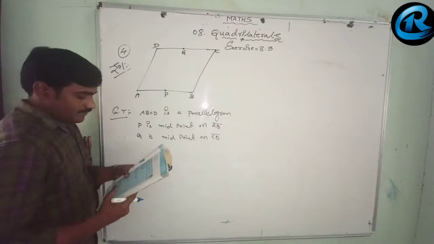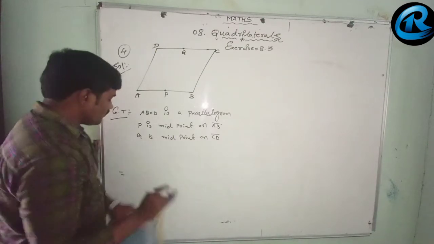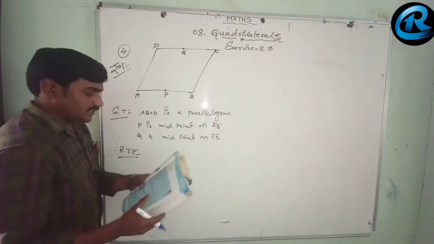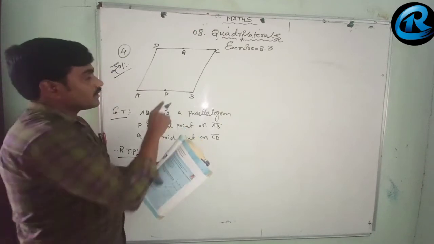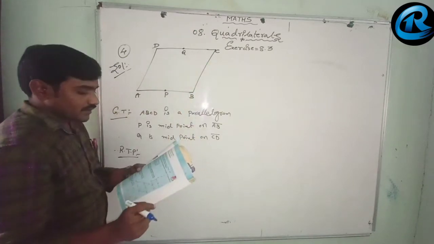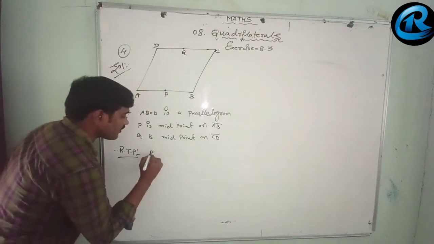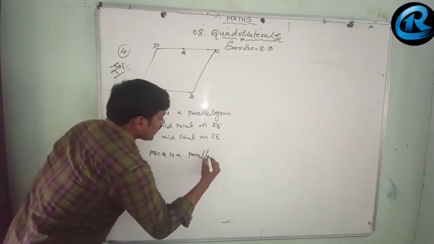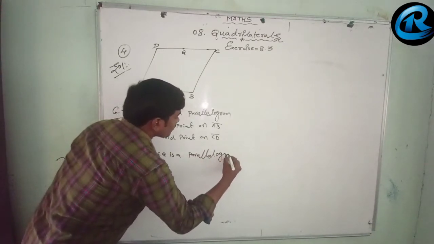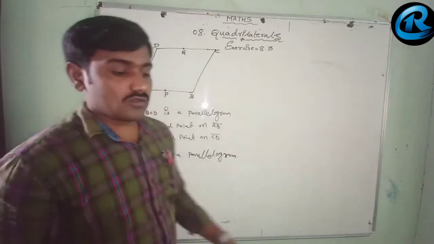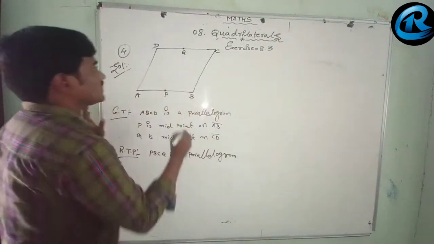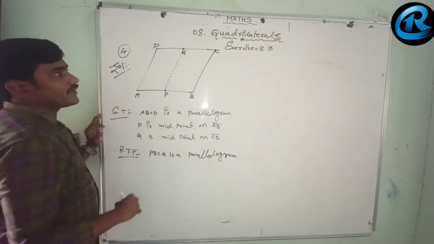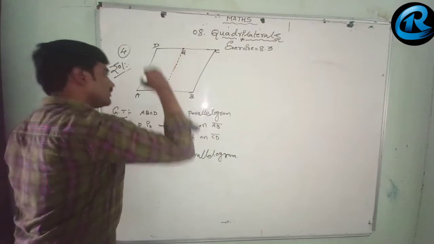Then show that, that is, we have to show that PBCQ is a parallelogram. How can we prove this is a parallelogram? A simple construction has to be done here. Let us join PQ.